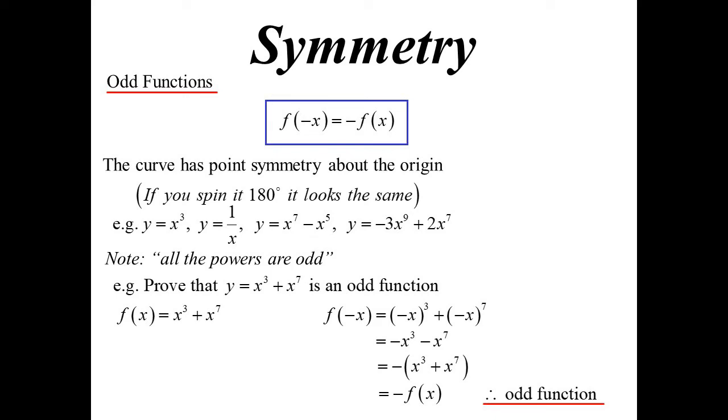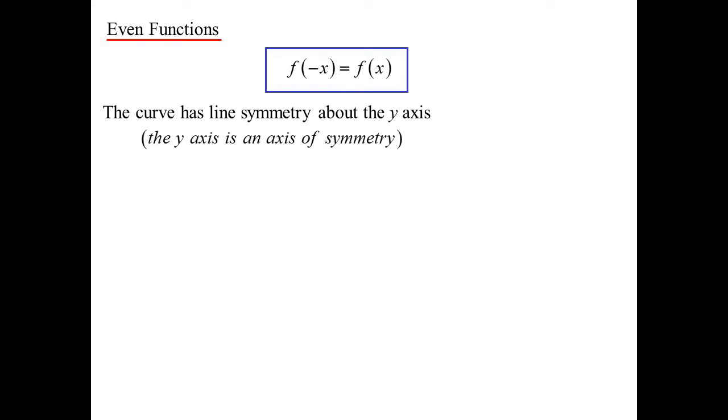So when it comes to sketching that one, we know rotational symmetry, we've got an idea of what we're looking for. Even functions are the other important type when it comes to symmetry. They're the ones where f(-x) equals f(x). So it has line symmetry in the y-axis. The parabola is a perfect example.